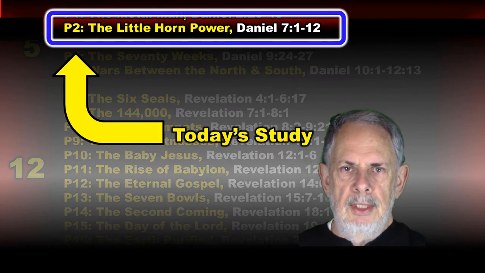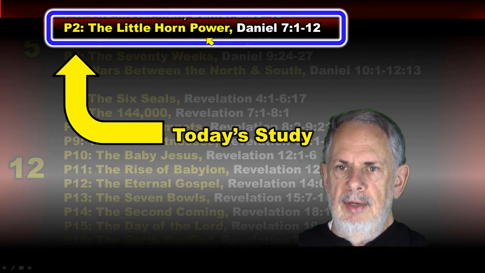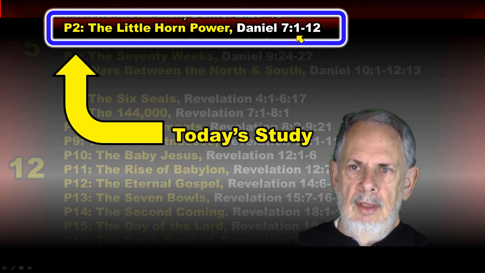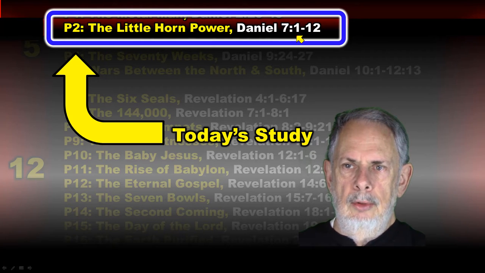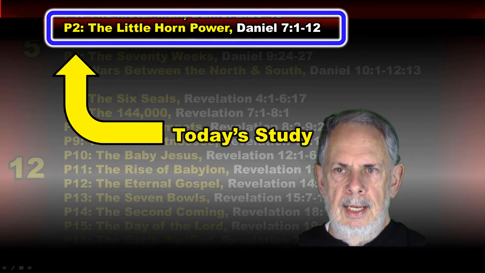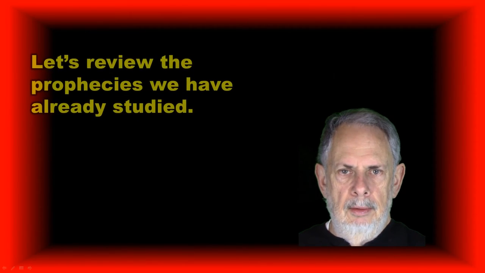So as I mentioned, today's study will be in prophecy number 2. It's the event I'm calling the Little Horn Power in this video today. It's in Daniel 7, verses 1 to 12, and some additional texts further on in Daniel 7. All right, let's get going.